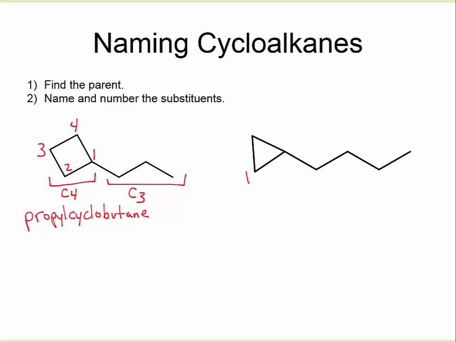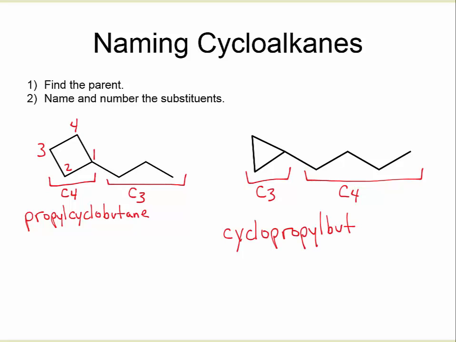For the molecule on the right, I have a C3 cycloalkane and a C4 alkyl group. This is going to be named as a substituted butane. The substituent is cyclopropyl butane. Now I do have to include a number here because it would be possible for the cycloalkane to be attached either at position 1 or at position 2. So I do have to include that this is a 1-cyclopropylbutane.